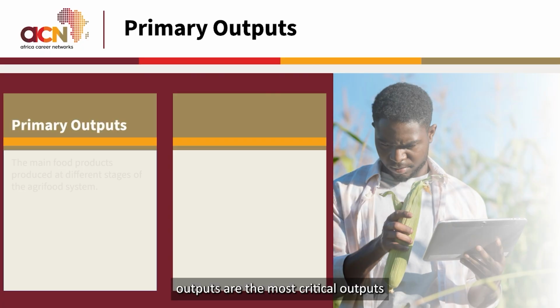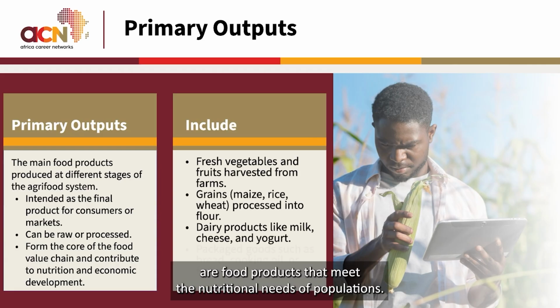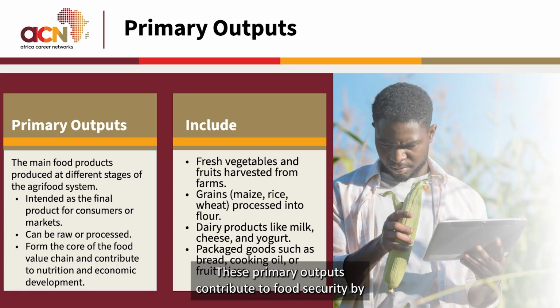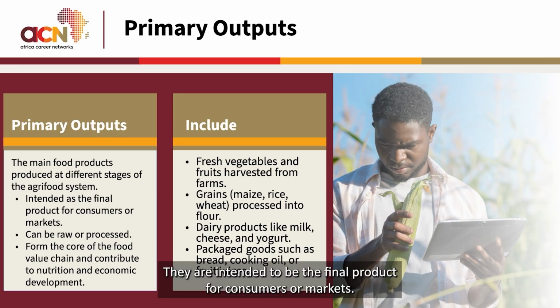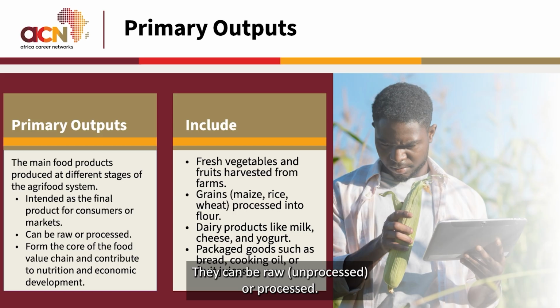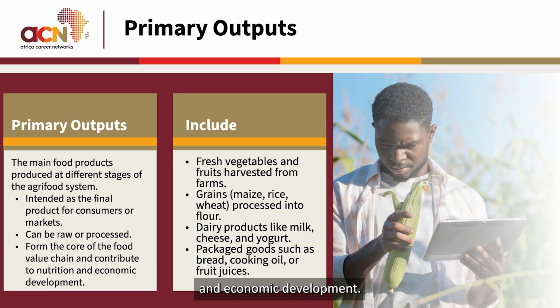Primary outputs: the most critical outputs are food products that meet the nutritional needs of populations. These primary outputs contribute to food security by ensuring availability, access to diverse food products, and provide essential nutrients necessary for healthy populations. They are intended to be the final product for consumers or the market. Can be raw, unprocessed, or processed. Form the core of the food value chain and contribute to nutrition and economic development.